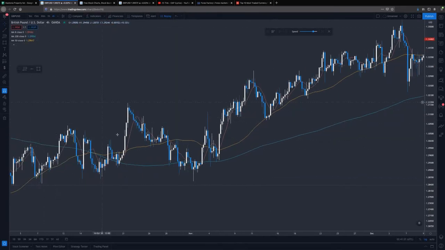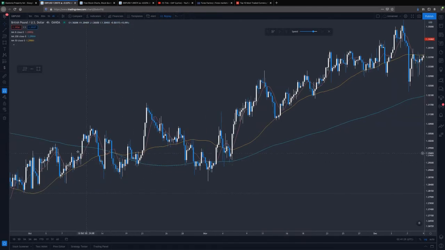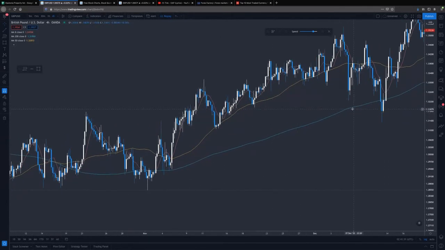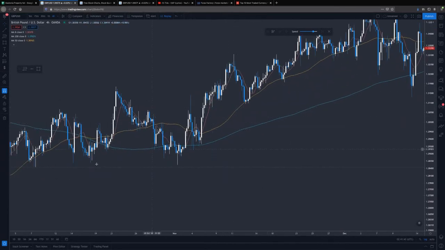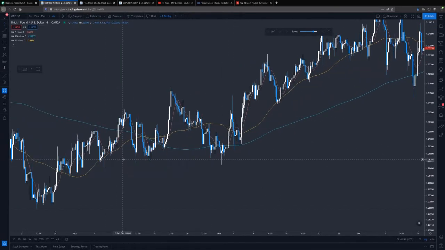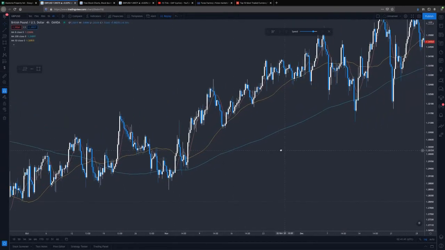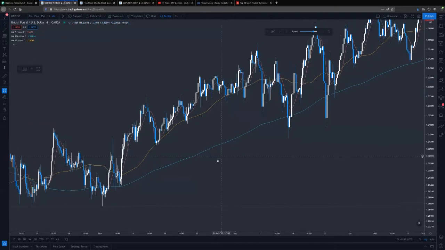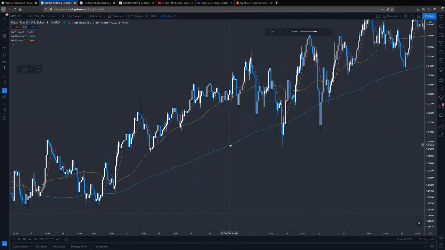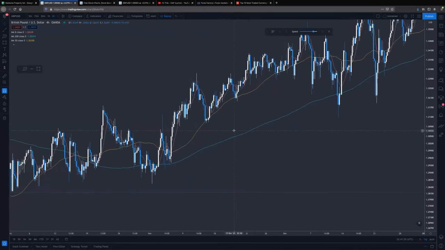The 200 is this big long turquoise color right here. It moves in and out of the candles, and it floats more on the outer surface of the candles, not too close to them. It's not as tight. This moving average acts as a stronger support and resistance in a way, but mainly on higher time frames. Honestly, that is when you can use this moving average for confirmation in the market.